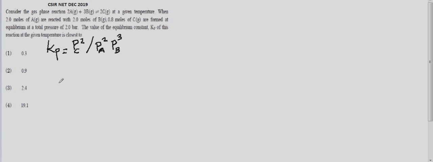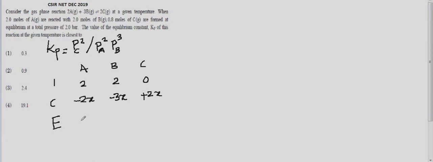So we are drawing the ICE table, and the components involved are A, B and C. We know that we start with 2 moles of A and 2 moles of B, and there is no moles of C. At the time t, 2x moles of A has been reacted, whereas in case of B it is 3x mole has been involved, whereas 2x moles of C is being formed.